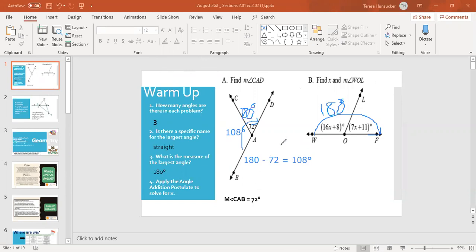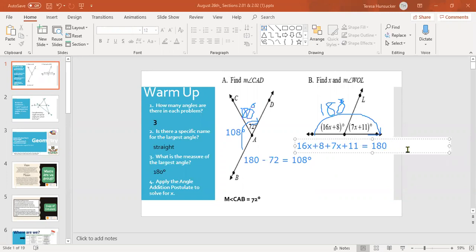All right. Let's go ahead and go with some text here. So what that means is we're going to be able to add 16x plus 8, that's the left smaller angle, plus the right smaller angle, 7x plus 11, will equal 180 degrees. Okay?